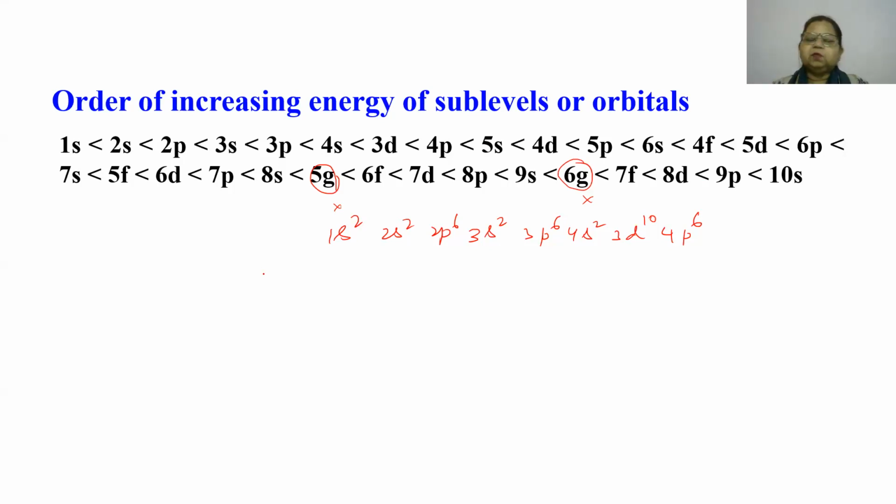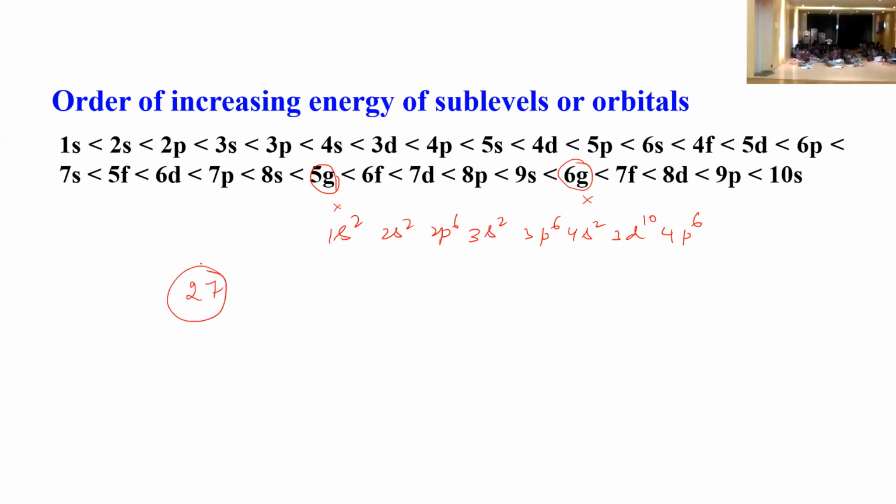Now, in the meantime, can students write the configuration for atomic number 27 in terms of s, p, d, f? It's there in front of you, but I believe some of the students must have remembered it. So can you write it? Ma'am, can you repeat the question? Atomic number 27. Write the orbital configuration.